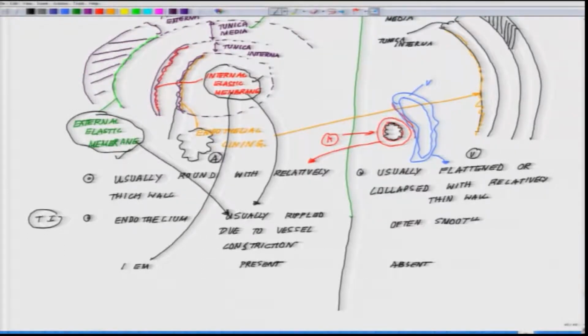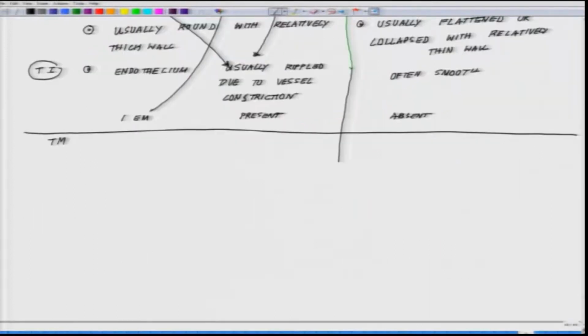Now if you talk about tunica media, the second layer, TM, the tunica media layer is thick, dominated by smooth muscle and elastic fiber. Okay.